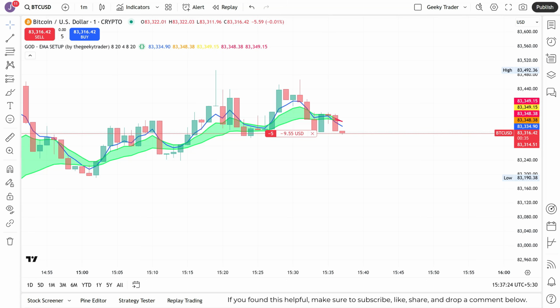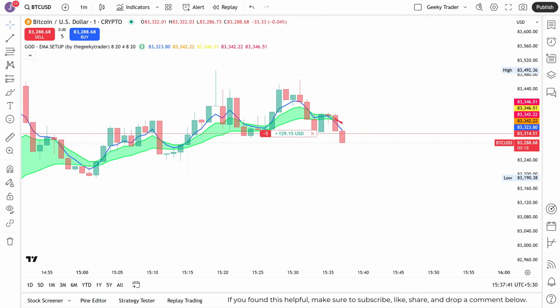Two, take profit at the previous low. This is a safer approach where we book profits at a key support level, minimizing risk while still securing a solid gain. Both strategies have their advantages, and the choice depends on your risk appetite and market conditions.